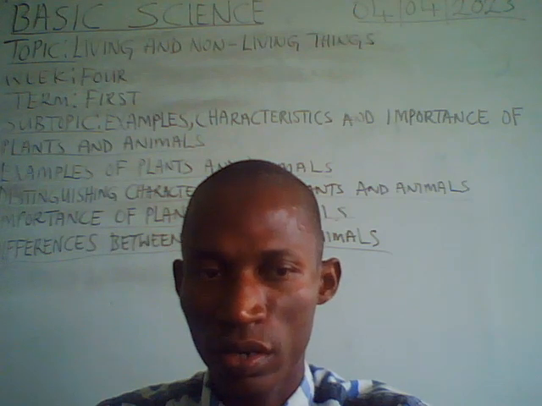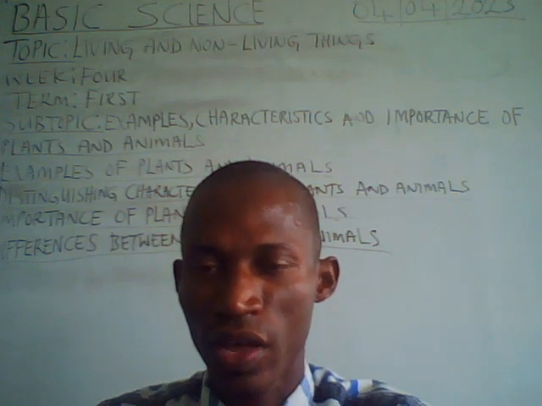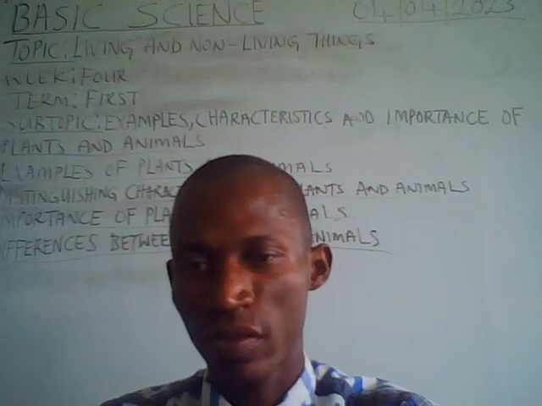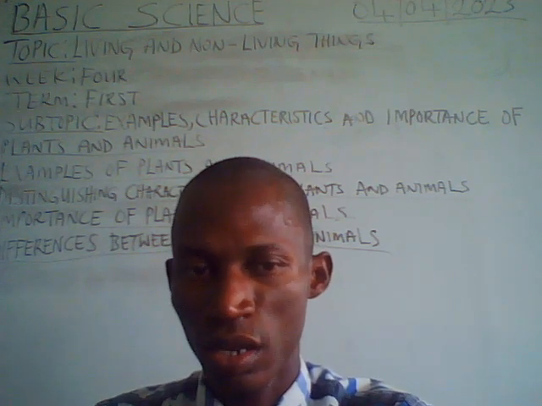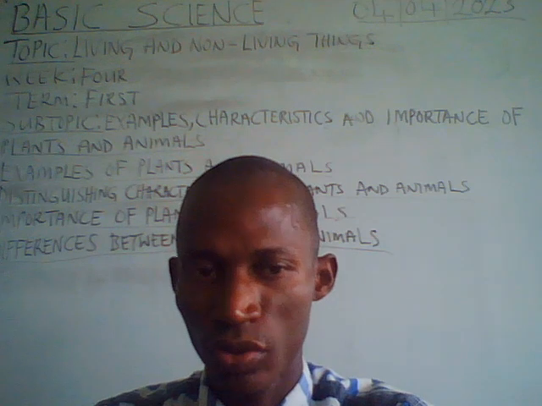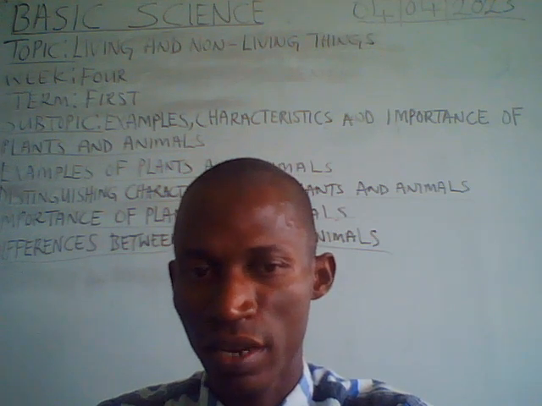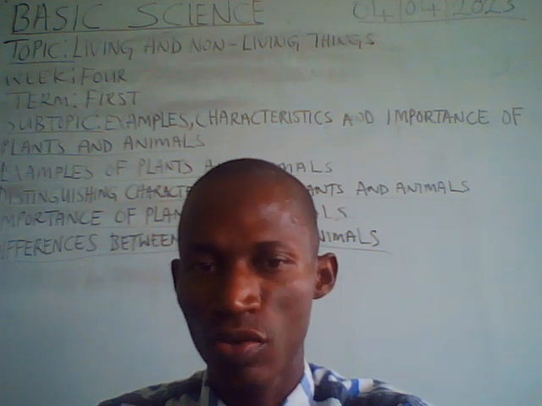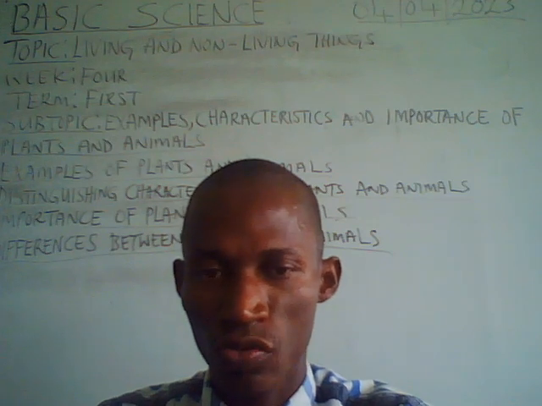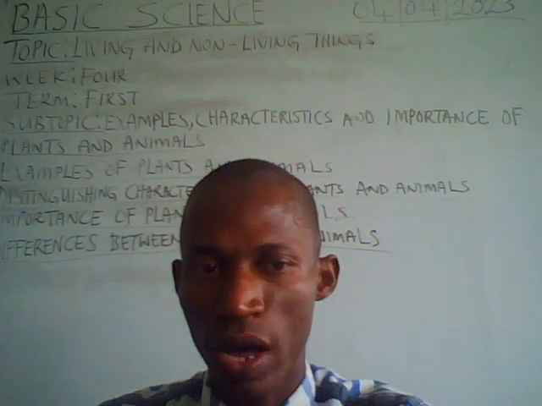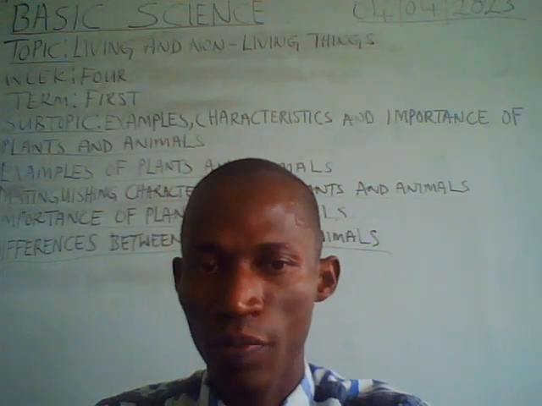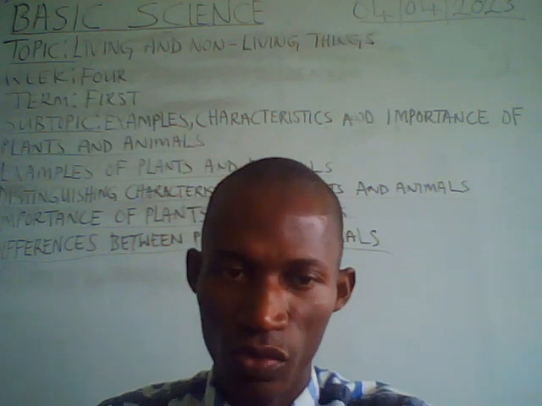The next one, the fourth one here, is that animals have sense organs. Now we say that sense organs are sensitive organs found in the body. They are located in the body. So animals have sense organs like the skin, the eyes, the nose, the ears, and the tongue. These organs help them to know about the world around them. Plants do not have sense organs.